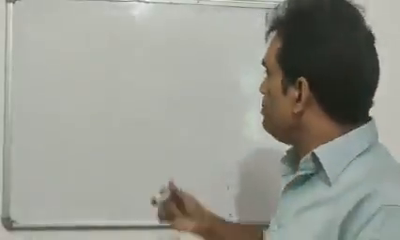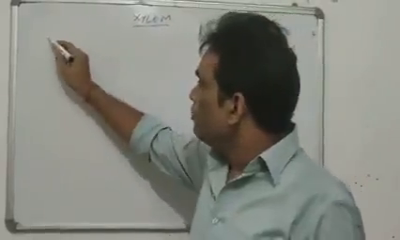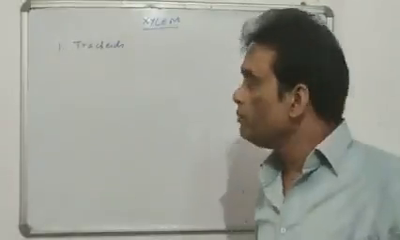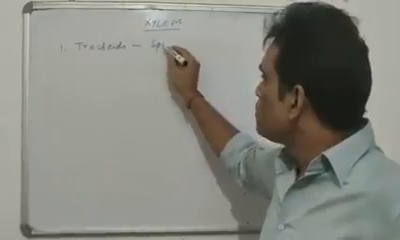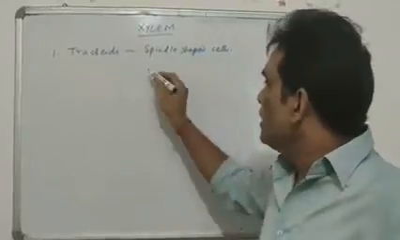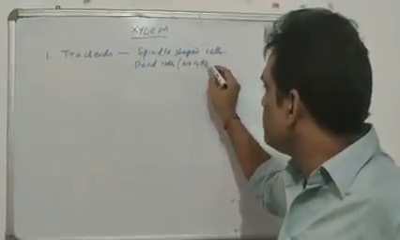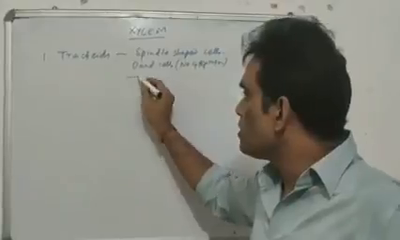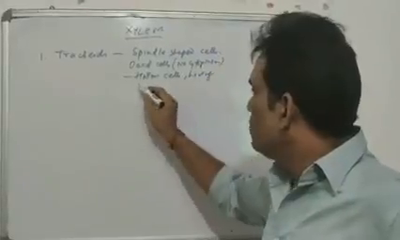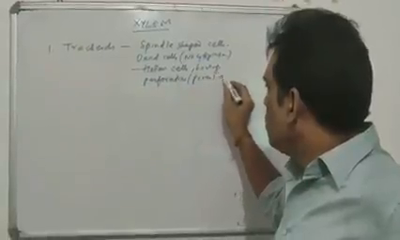So talking about xylem, the first one is called tracheids. These are the different cells which join to form the xylem. Tracheids are nothing but spindle-shaped cells. They are dead cells. Dead cells in the sense there is no cytoplasm inside. That is, they are hollow cells having perforations or pores, you can say, on the cell wall.